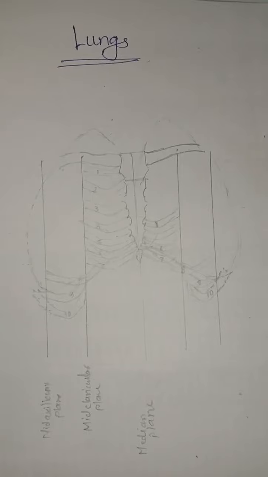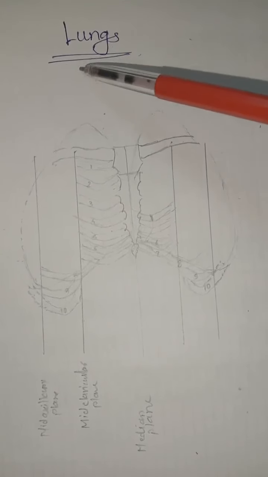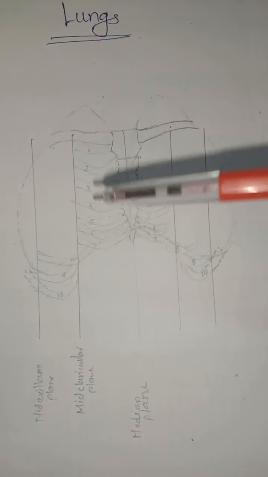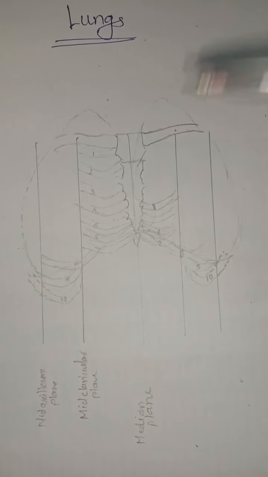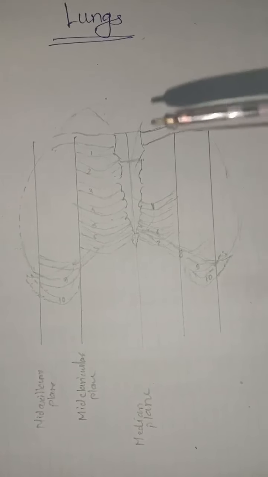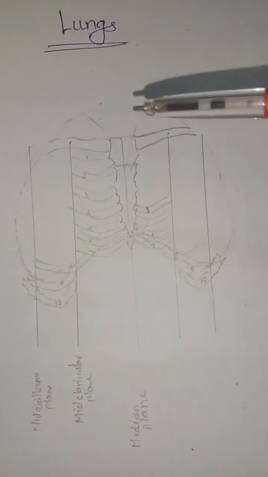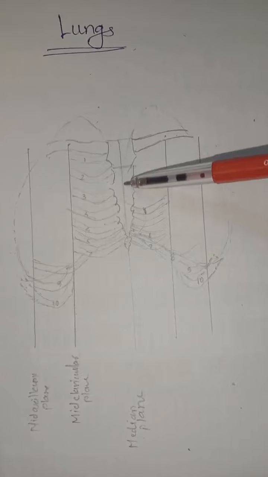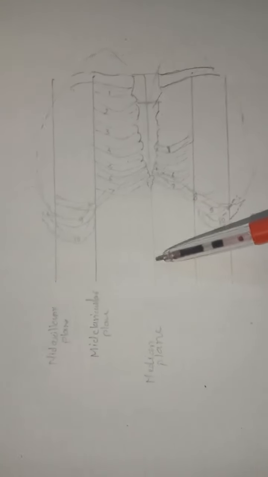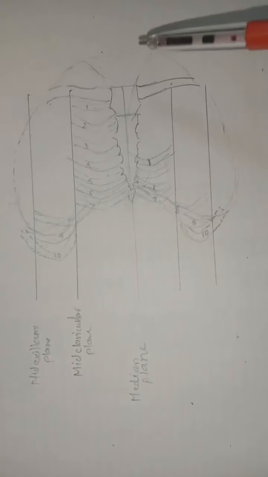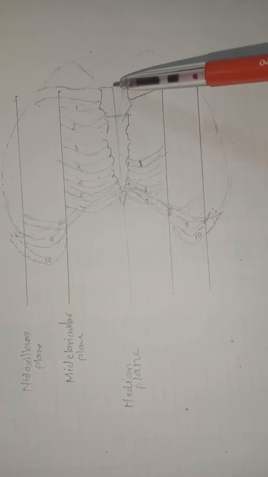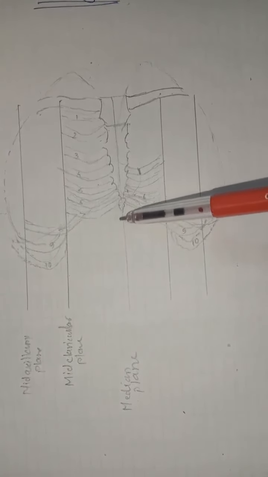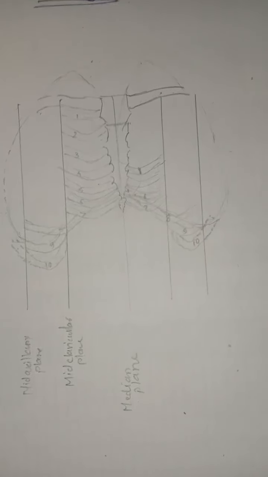So let's start the surface anatomy of the lungs. As you know, the lung is located in the thoracic cavity, and to draw the surface anatomy of the lung you should first draw the median plane. So here is the median plane, which passes from the suprasternal notch, through the middle part of the sternum, and then goes downwards.